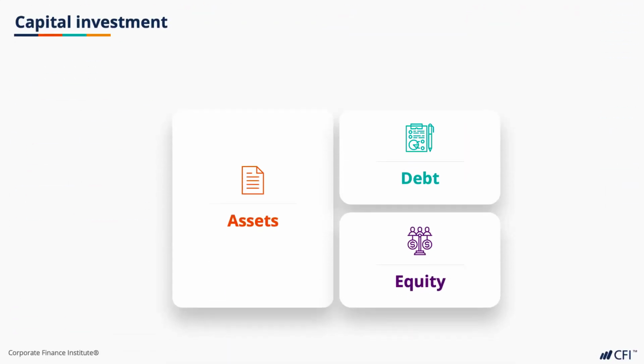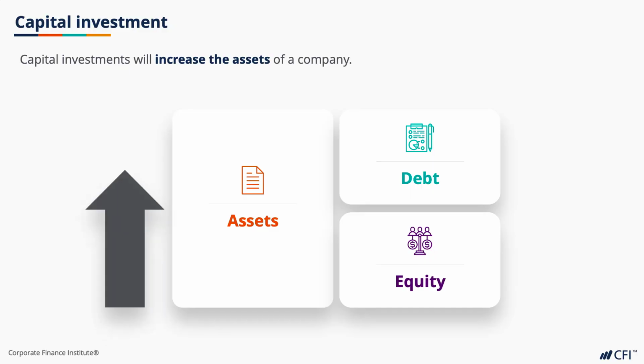Capital investments increase the asset side of a company's balance sheet. As those assets go up, the company is expanding its balance sheet, and if it doesn't have enough cash on hand to pay for those assets with its cash, it will use debt or equity to fund the purchase of those assets. Managers in corporate finance seek to create value by investing in assets that have high risk-adjusted returns.